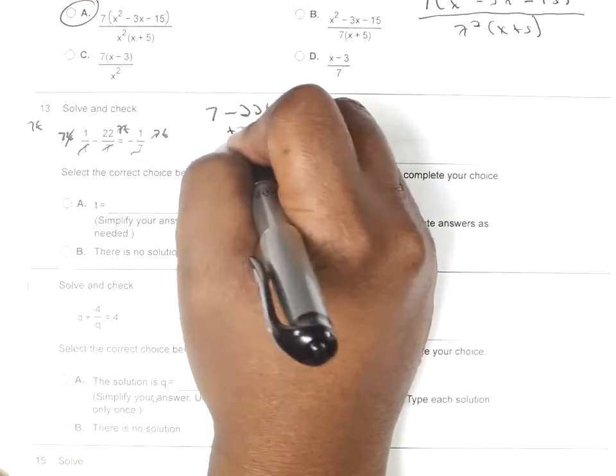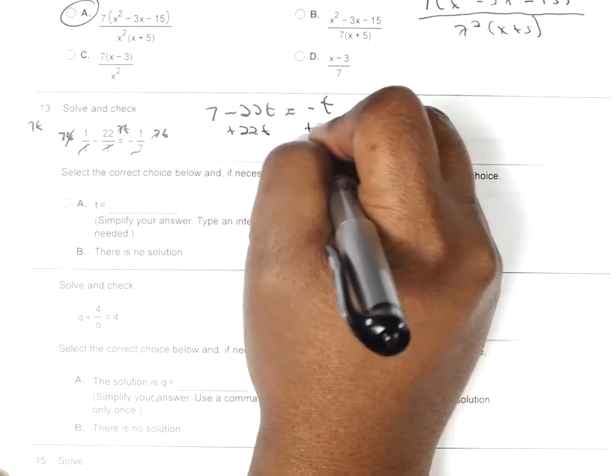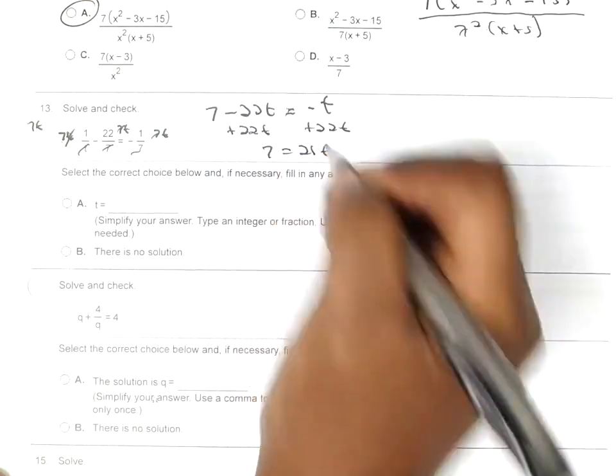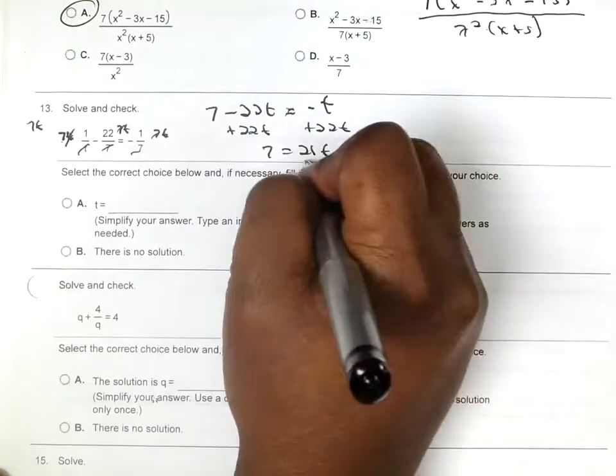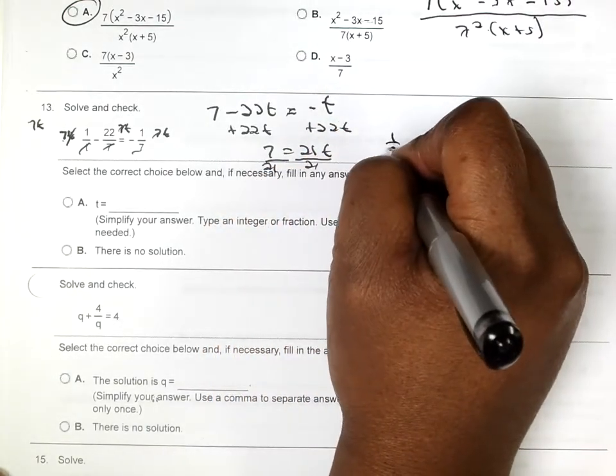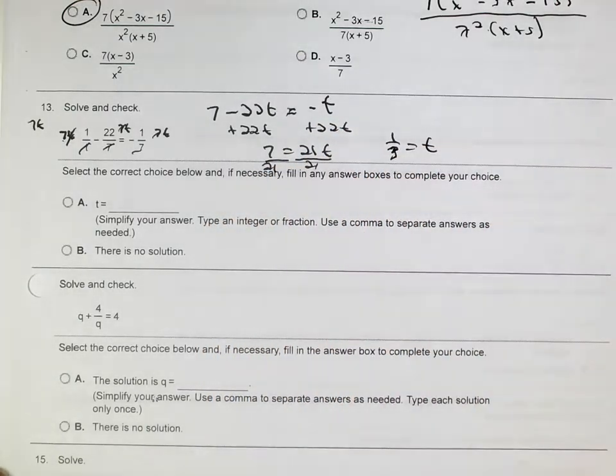So to solve this, I just have to get t's by themselves. So I'm going to add 22t to both sides, and I get 7 equals 21t, and then divide by 21 and reduce that, so we get 1/3 is equal to t.